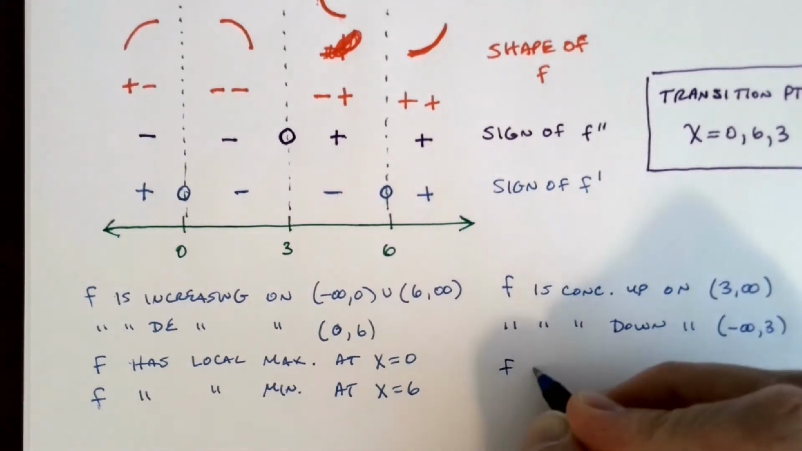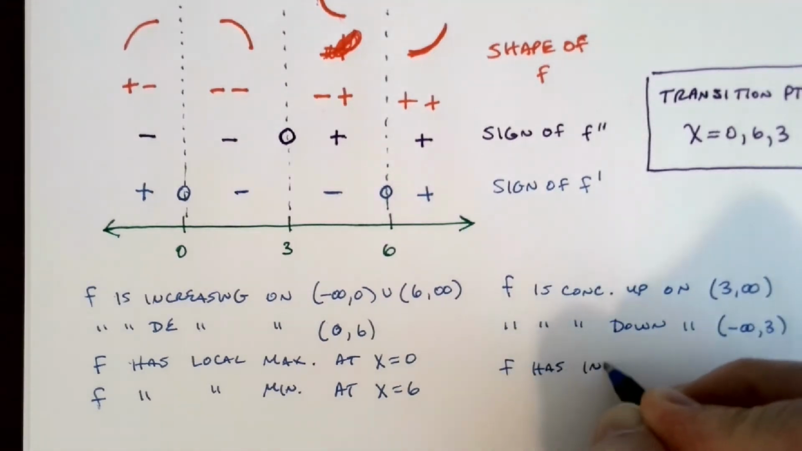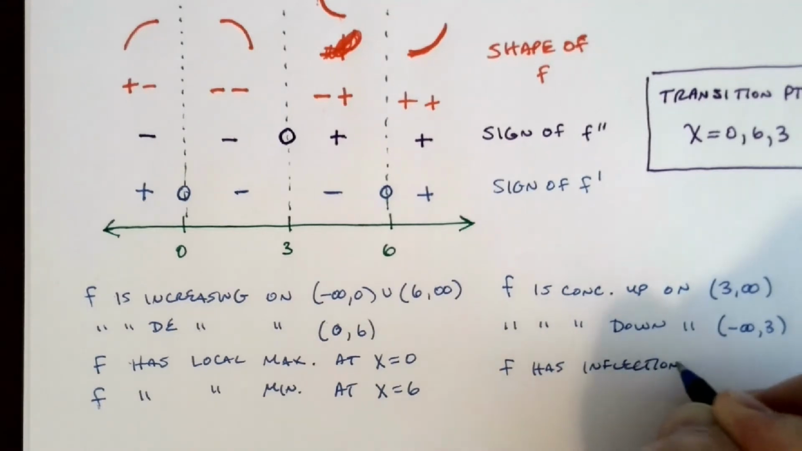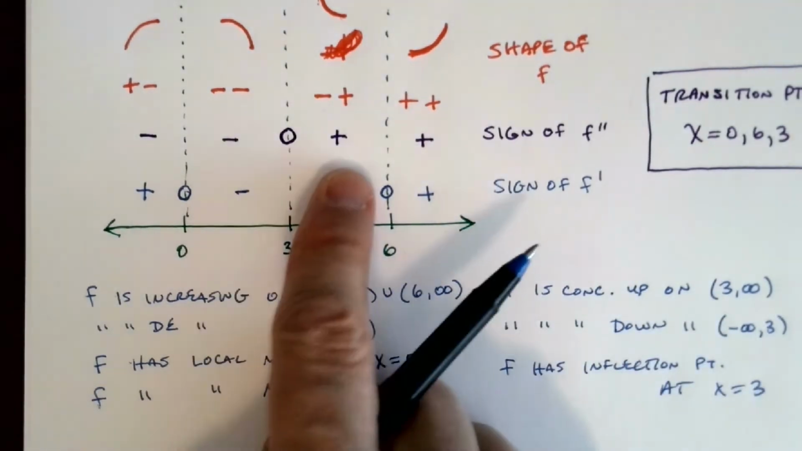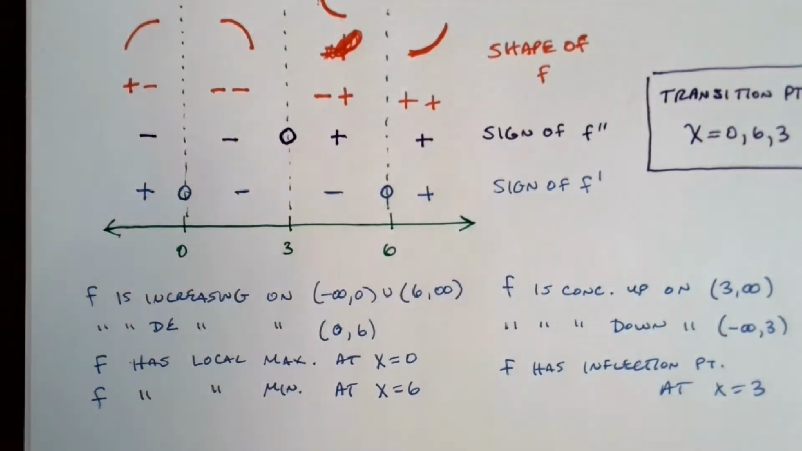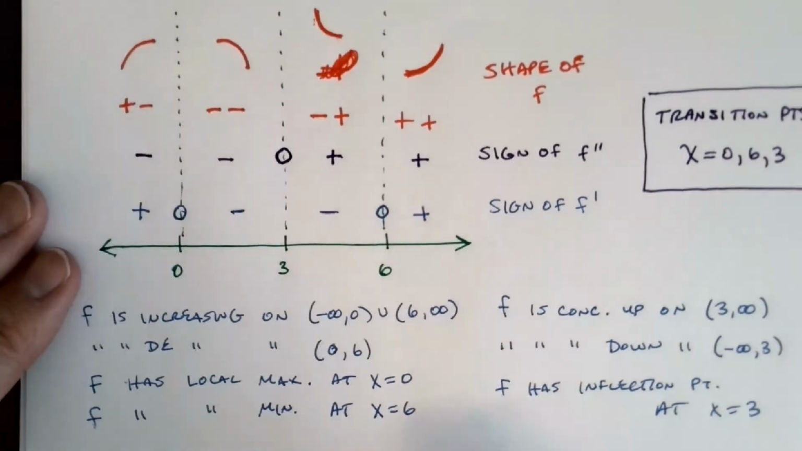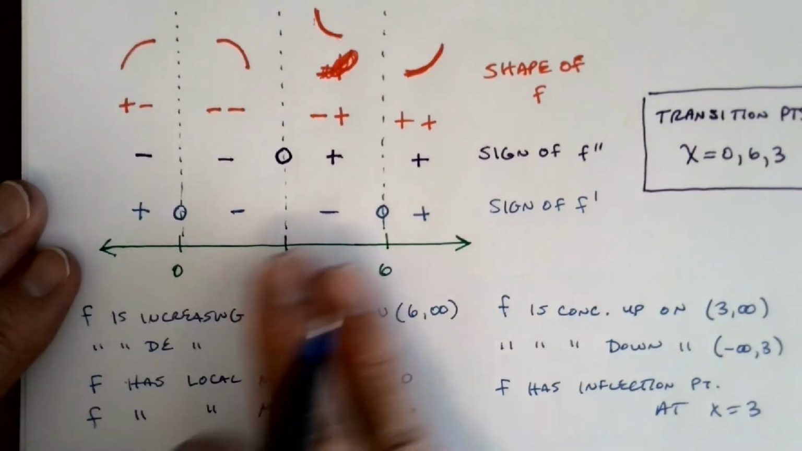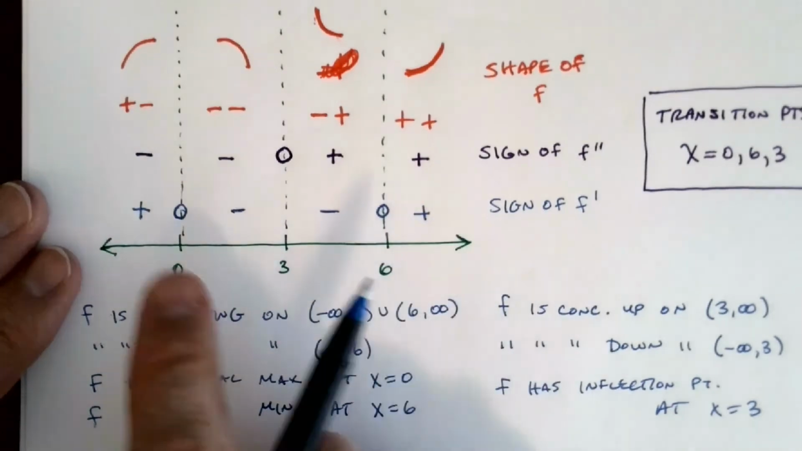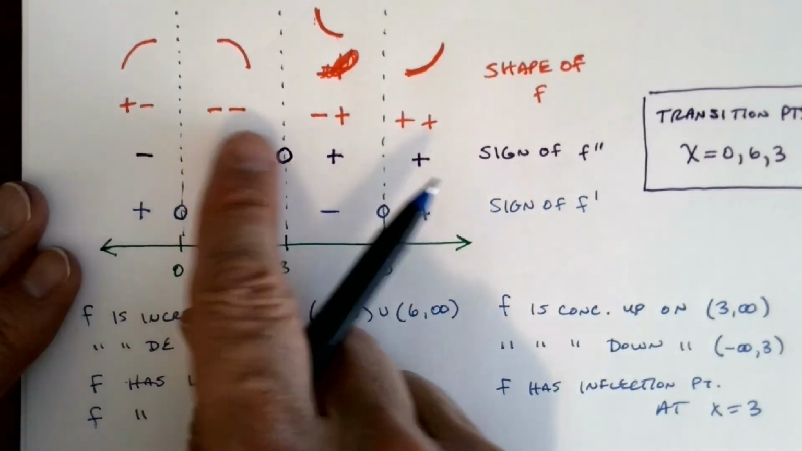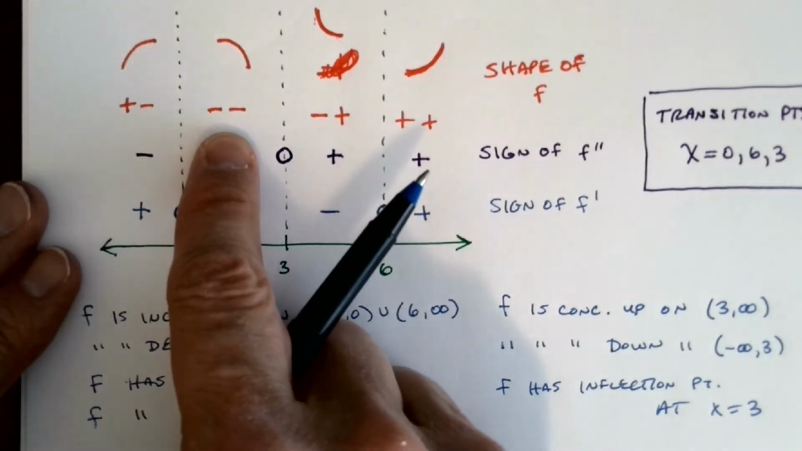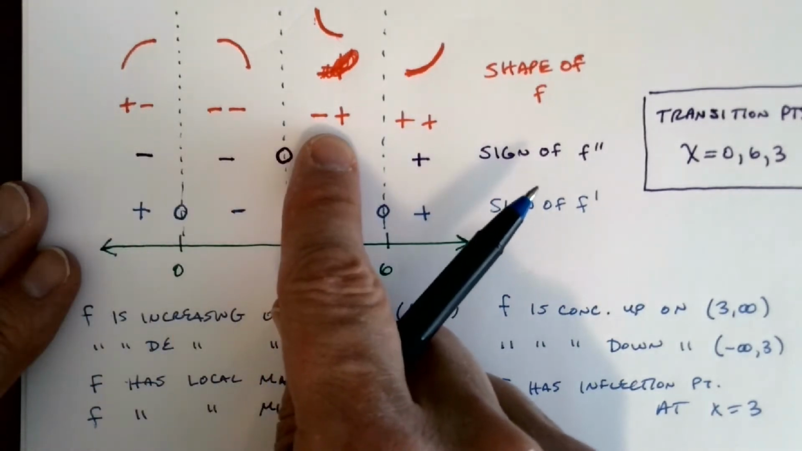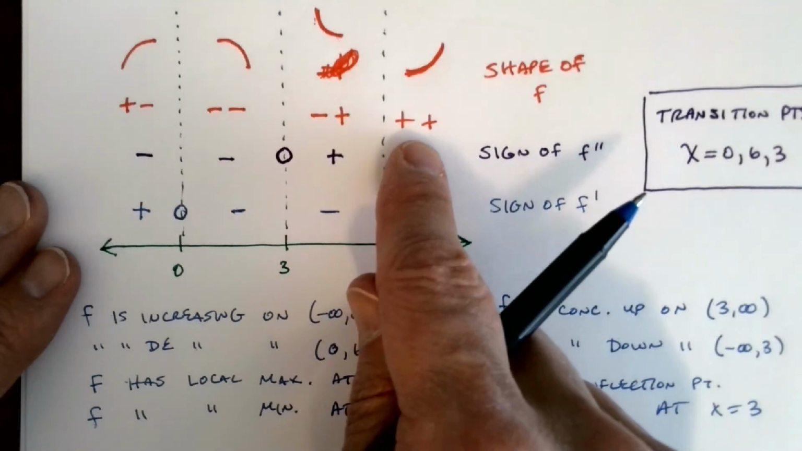And F has an inflection point at what? x equals 3, because we're changing from concave down to concave up. We have a sign change in the second derivative. So this summarizes everything for us. We can talk about all these things from the sign checks of the first and second derivative, and then we can talk about the shape on each interval: increasing concave down, decreasing concave down, decreasing concave up, increasing concave up.